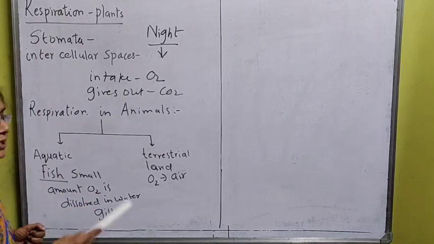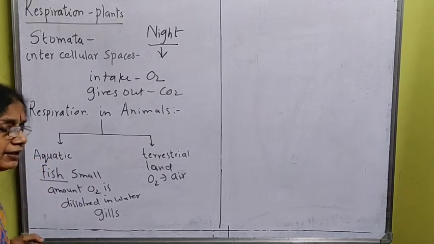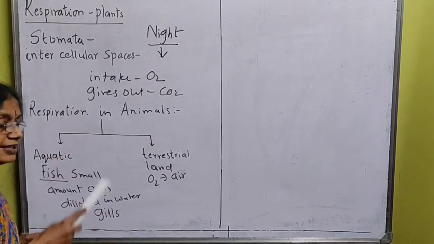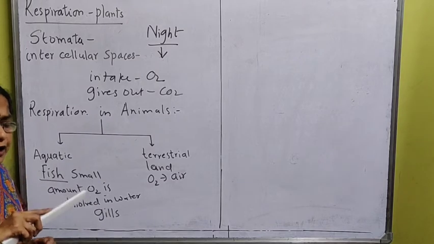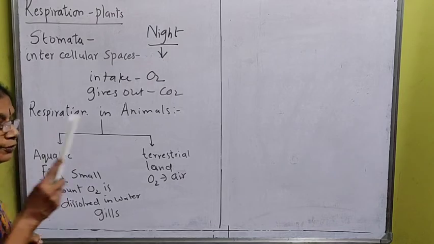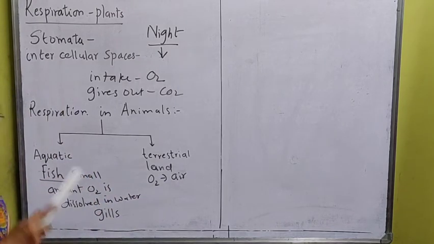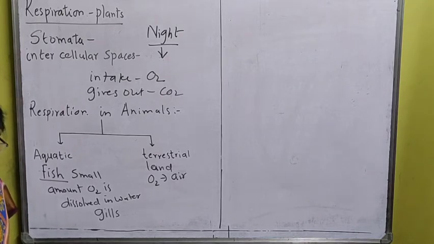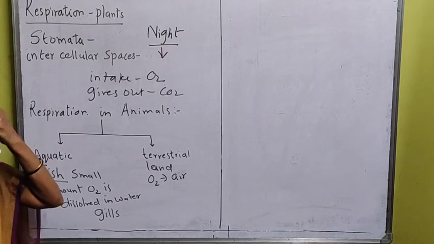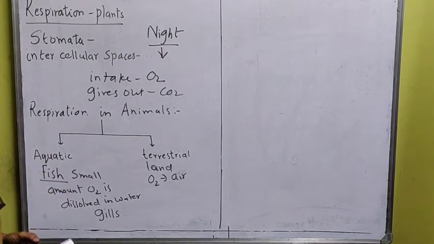Then what about the animals? Yes, respiration takes place in animals also. How will it take place? Animals are divided according to their dwelling places, where they stay, into two parts: aquatic and terrestrial. Aquatic means those animals which live in the water, like fish, whale, octopus. These are the ones which stay in the water.